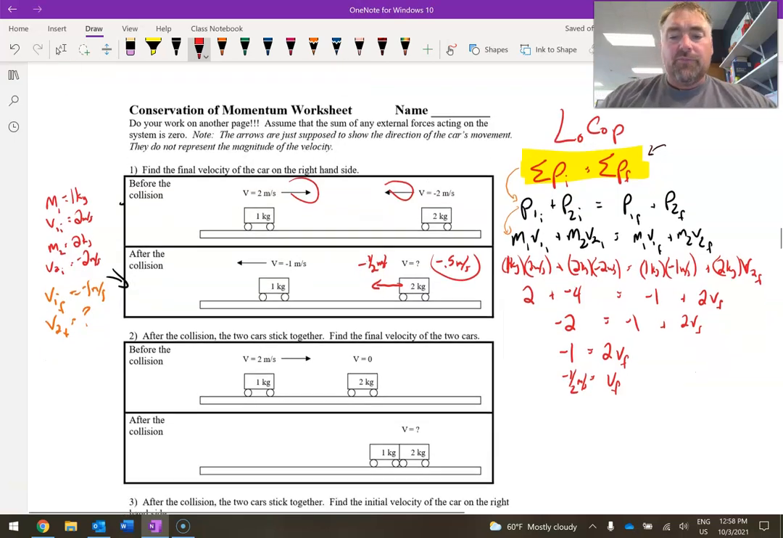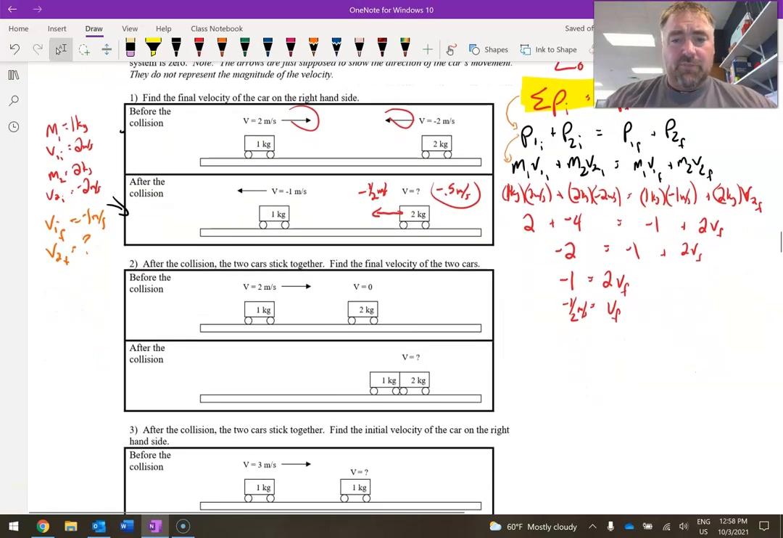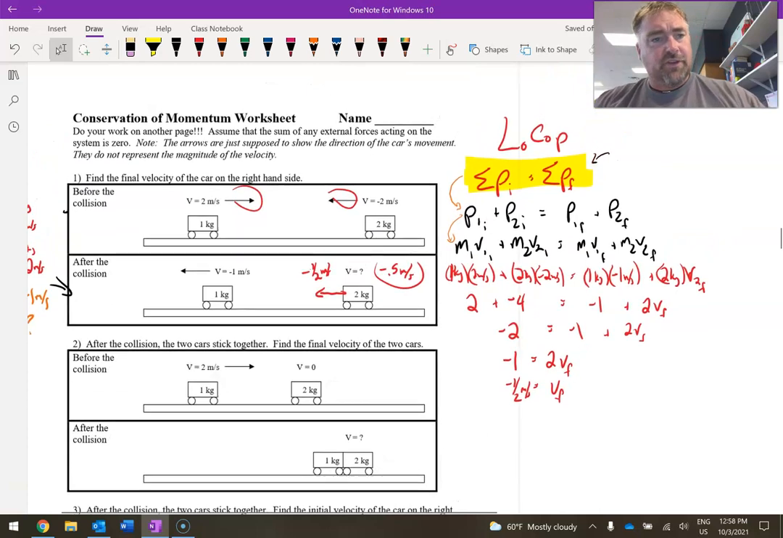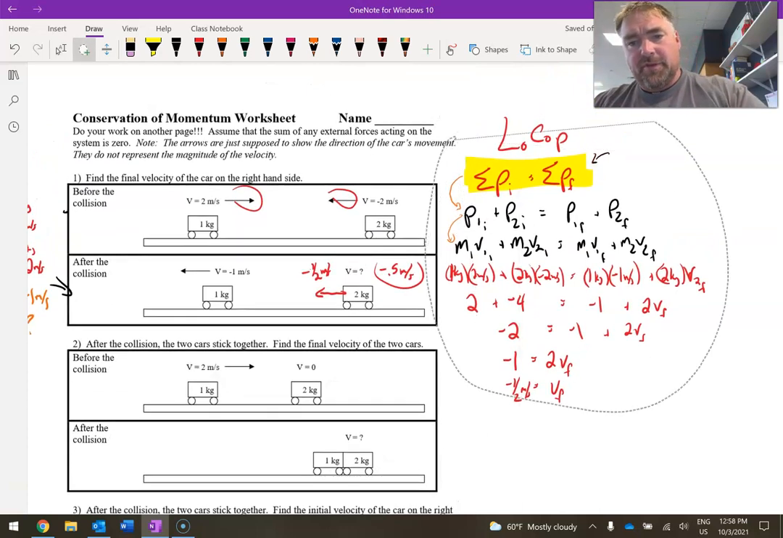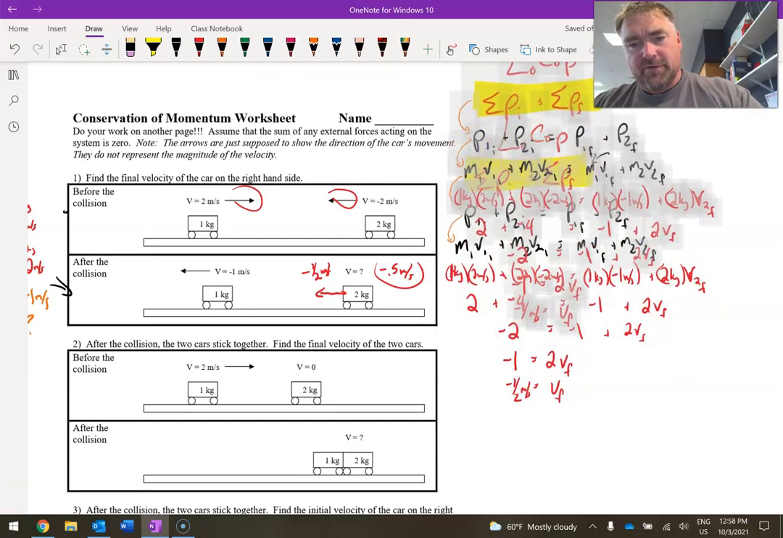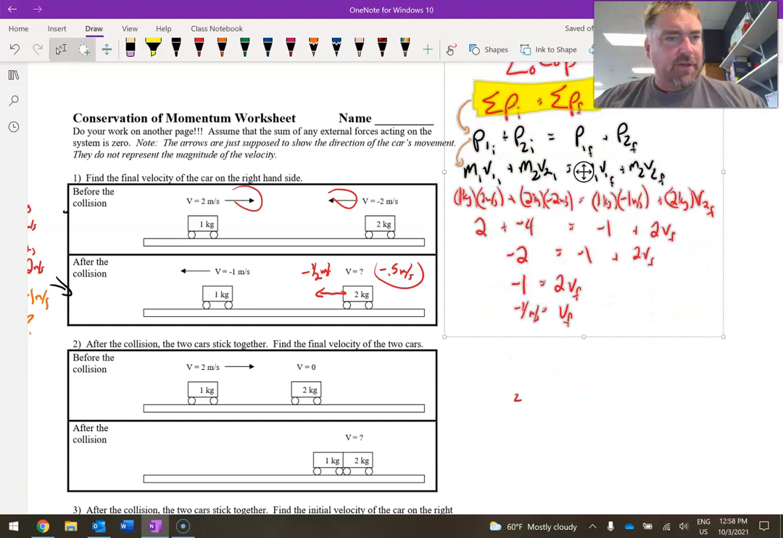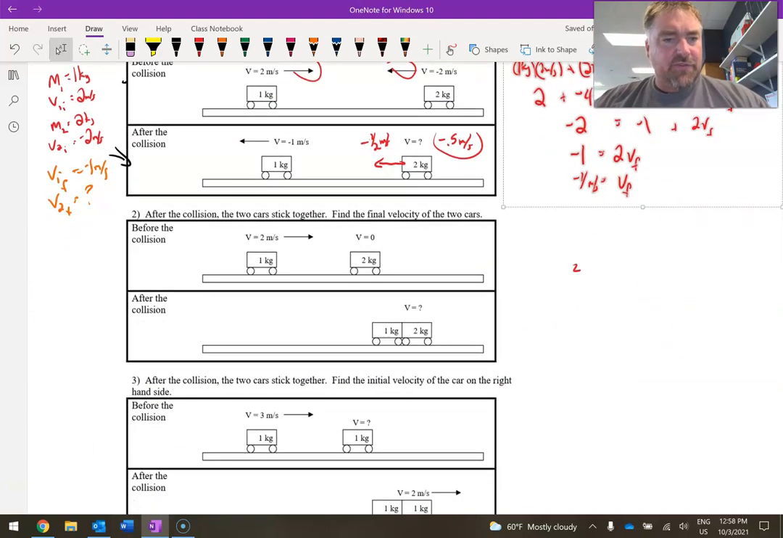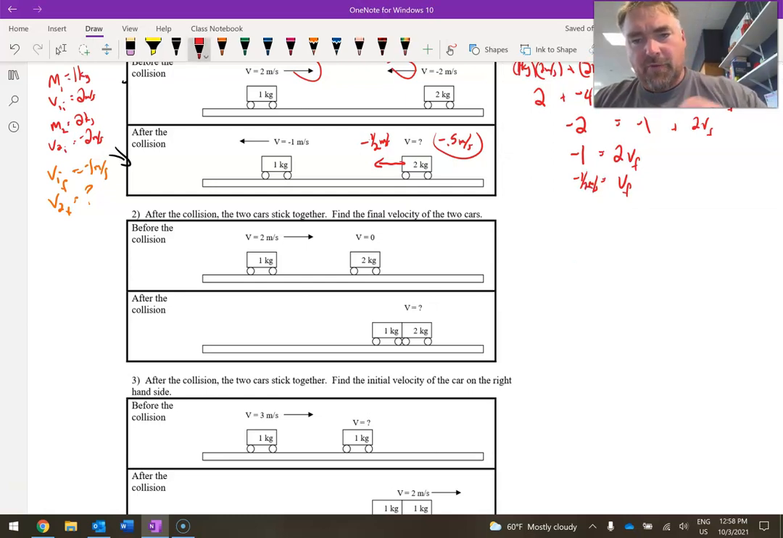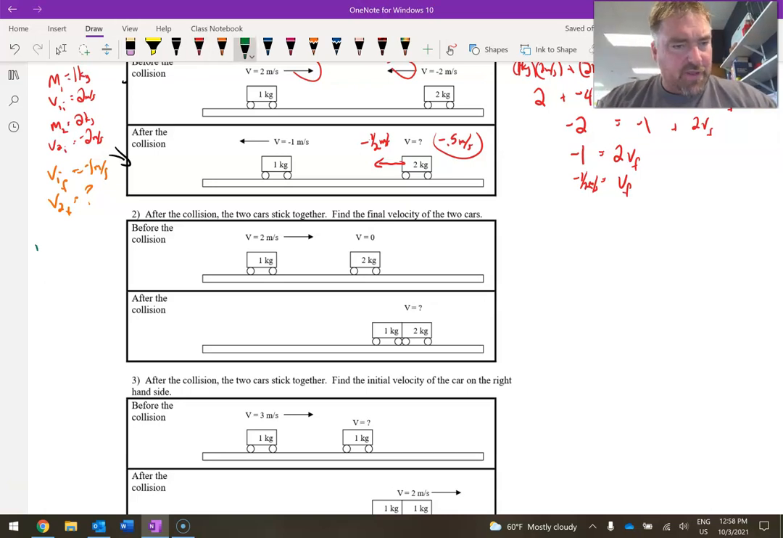Okay, so we come down here to number 2, and I actually need to grab this stuff and move it up a little bit because I seem to have run out of room. I'm going to slide that up. There we go. All right, and then we'll come back to this. After the collision, these two cars stick together. Find the velocity of the two cars after. Okay, so once again, let's go through our givens. We've got M1 is equal to 1 kilogram.